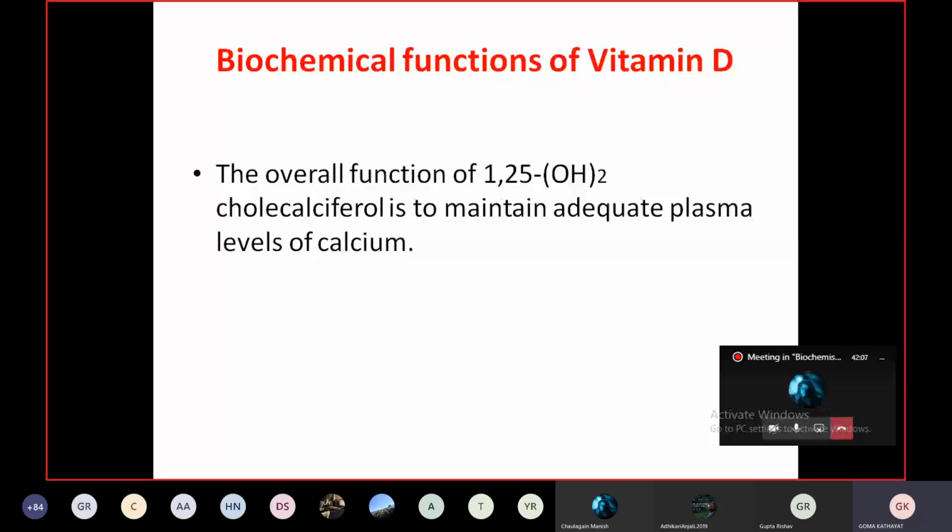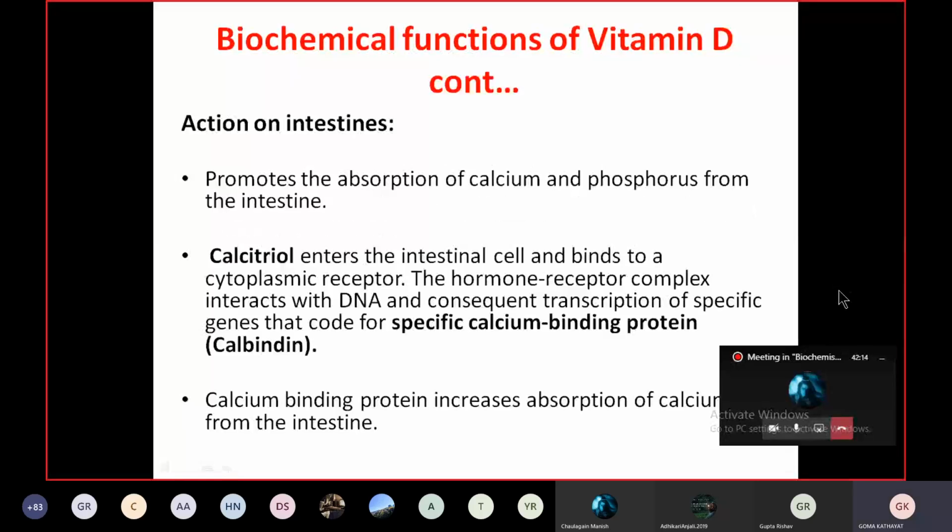Now coming to the action of vitamin D, for example on the intestines. First, it enters into the intestinal cells, then binds to its receptor that is present in the cytoplasm, and forms the hormone receptor complex. The complex then enters into the nucleus, where it first forms a heterodimer with the retinoid X receptor. Then it binds to the vitamin D response element, which is present in DNA, and it initiates transcription, and then translation leads to the formation of different proteins.